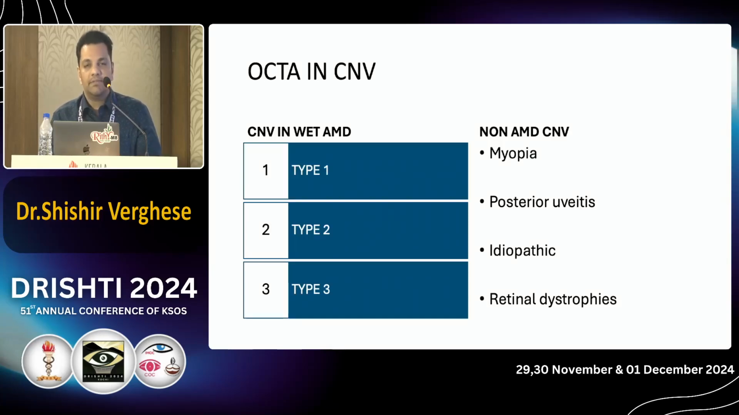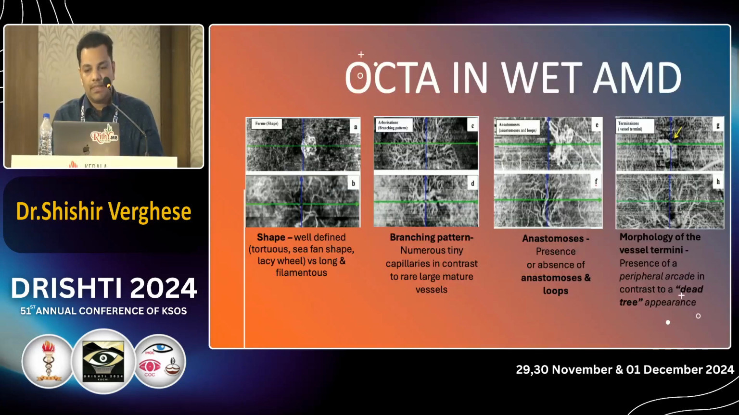So OCTA in CNV has been described in wet AMD and also non-AMD CNV. So wet AMD is of 3 types, 1, 2 and 3, and there are different types of CNV which can happen with myopia, posterior uveitis, could be an idiopathic CNV or even with retinal dystrophies. So coming to OCTA in wet AMD, there are different structures and patterns of the vasculature which have been described. Based on the shape, it has been described as tortuous or C-fan shape or lacy wheel, and based on the branching pattern, it can be divided into tiny capillaries, and even on anastomosis, how the vessels are anastomosing with each other, whether there are any loops or there are no loops.